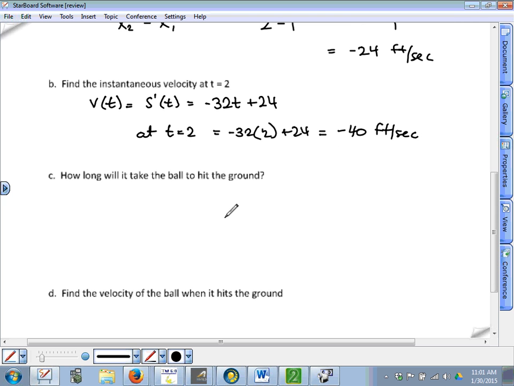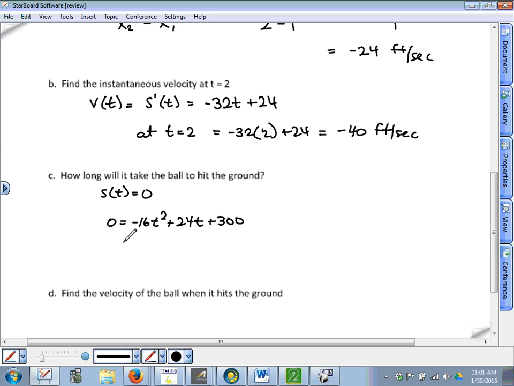How long will it take for the ball to hit the ground? Well, how long will it take? This means we're going to be finding a time value, so we're going to be solving for t. And when the ball hits the ground, its height is 0. So we're going to use the position function s of t and set it equal to 0, because we want to find out when the height is equal to 0. So 0 equals negative 16t squared plus 24t plus 300.